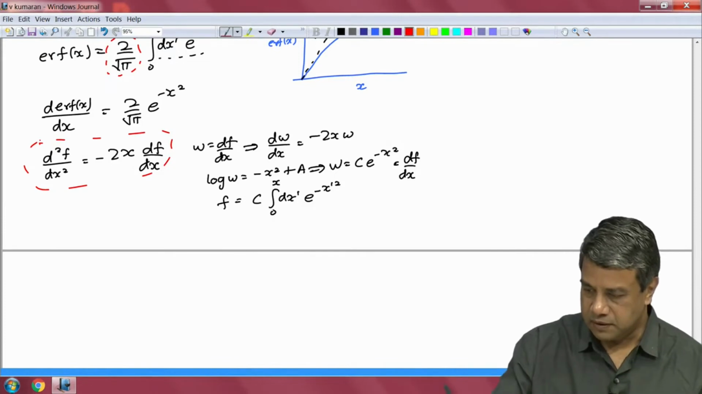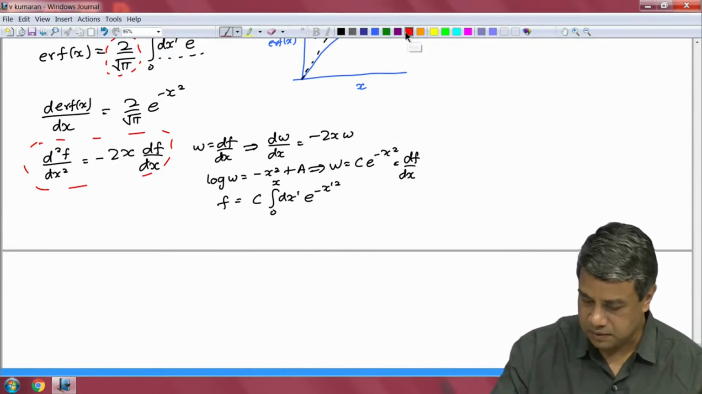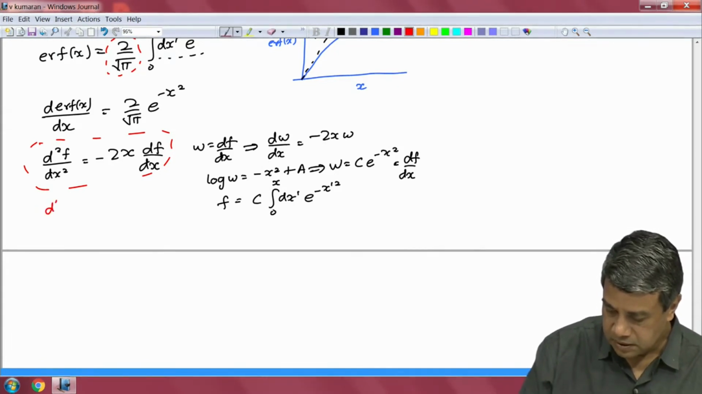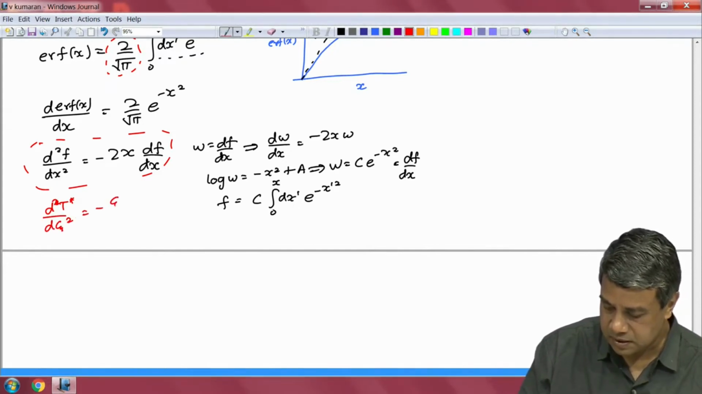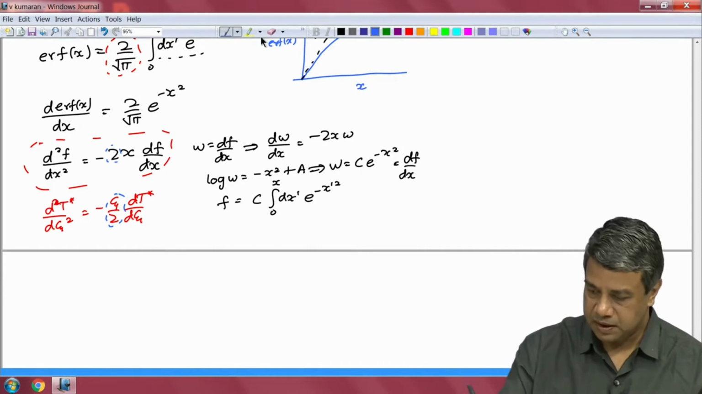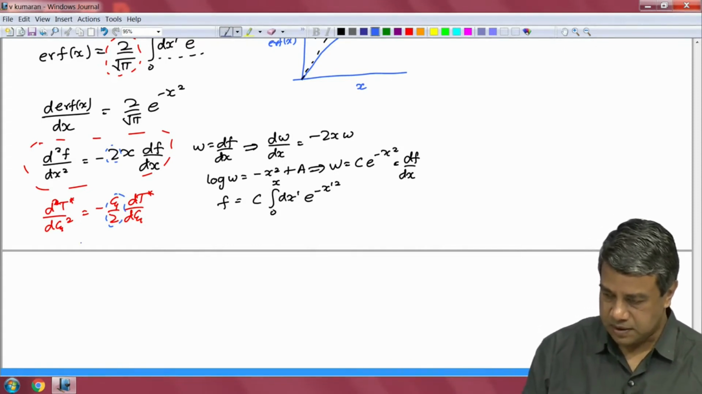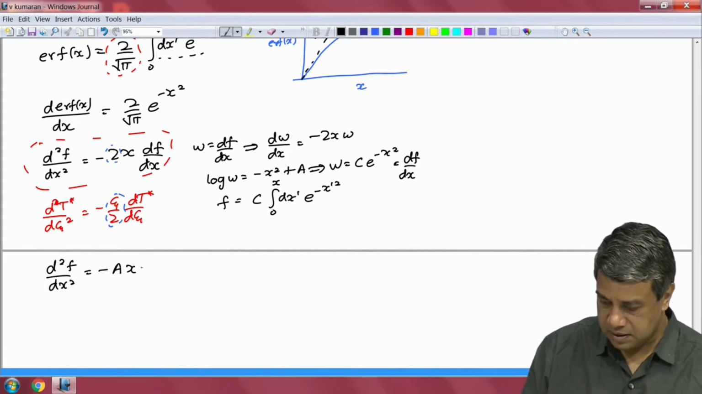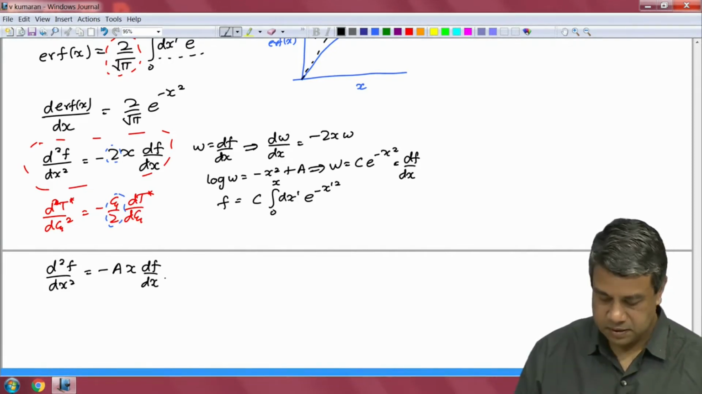If you recall, the equation that we had was d square t by d psi square is equal to minus psi by 2 dt by d psi. So, there was a difference in the constant between the equation for the error function and the equation for psi that we had. So, we can get a general solution for an equation of the kind d square f by dx square is equal to minus a x df by dx.